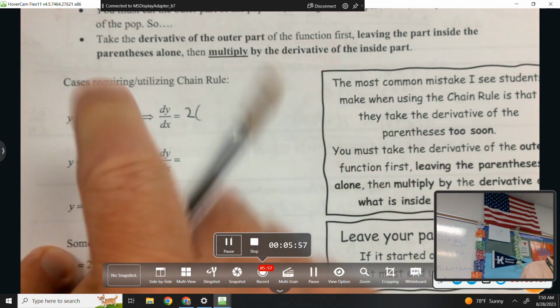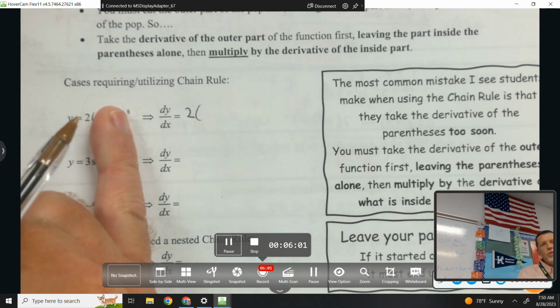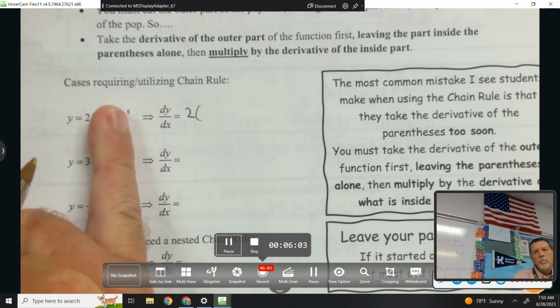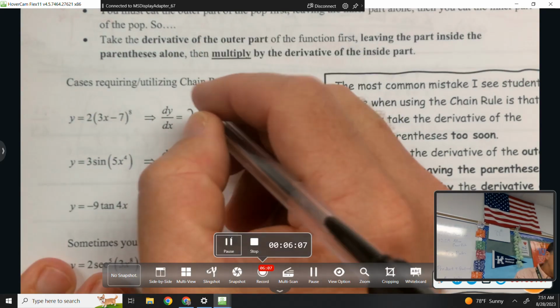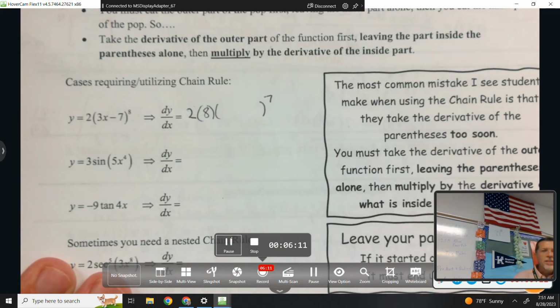So how do I handle the 8? Forget about the 3x minus 7. If I had 2 times something to the 8th, what would I do to take that derivative? Move the 8 down and reduce the power by 1. That's handling the outer function. Move the 8 down, reduce the power by 1.